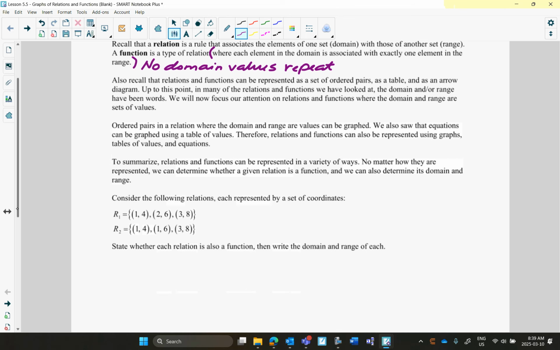So, if they involve numbers, well, you can show a relation, and possibly if it's a function, in different ways. You could show it as a list of ordered pairs, so they would look like coordinates. And if they look like coordinates, that means they can be graphed. So that's another way that you can show a relation. And one of the ways we did graphing was using a table of values. So that's another way to show a relation.